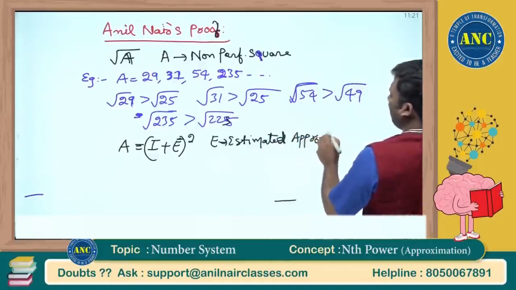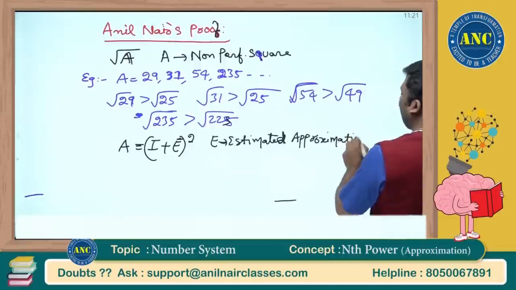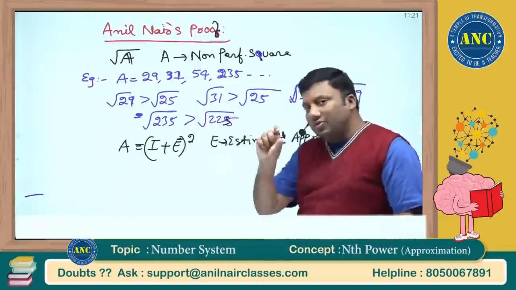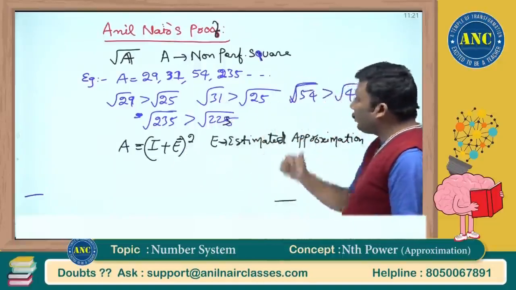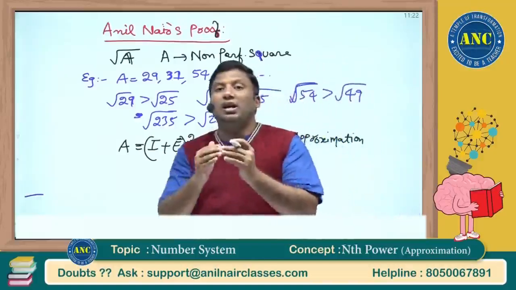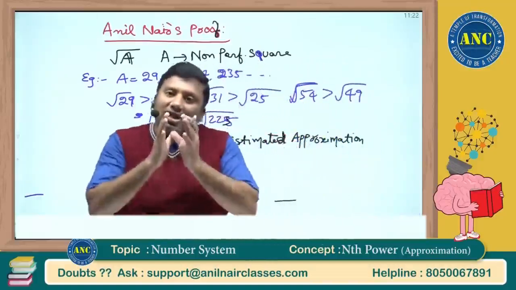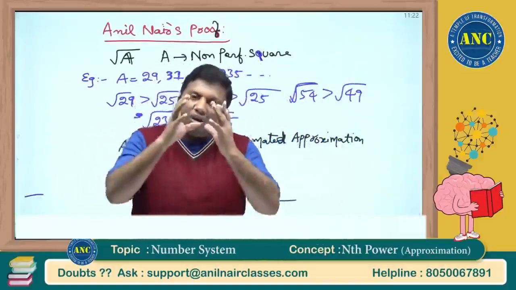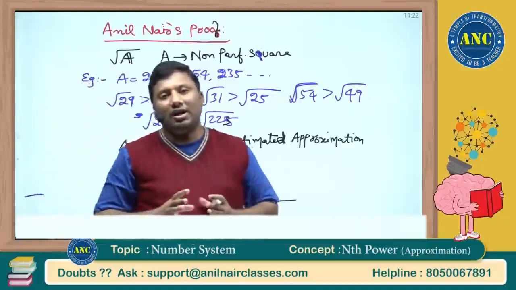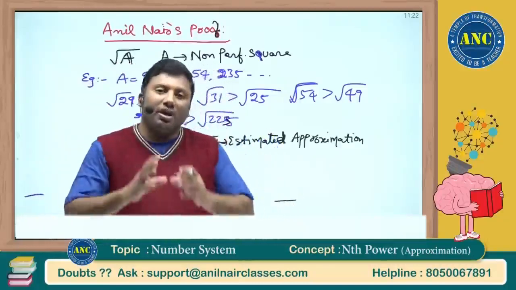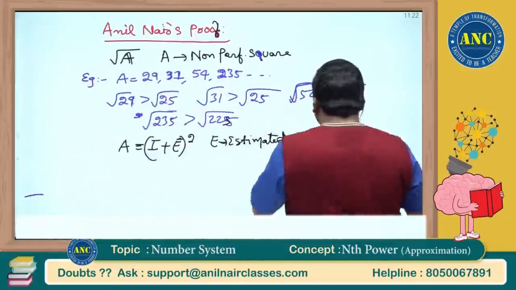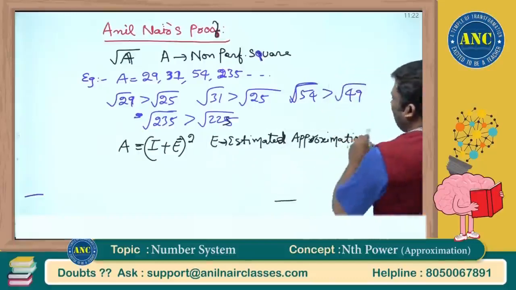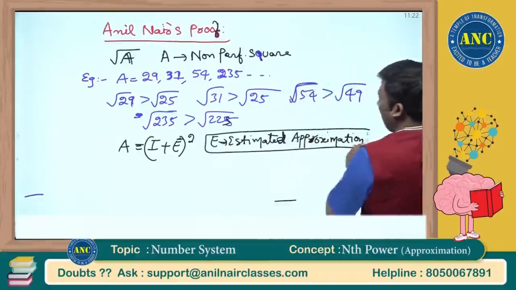Like the previous example, 29 is 25 plus something. That something value we are trying to find out. 31 is 25 plus something. Something value we are finding out. Root 29 is greater than root 25. Answer will be 5 point something. What is that something we are trying to find out? Root of 103 is greater than root 100. The answer is 10 point something. What is that something we are trying to find out? What is E here? E is nothing but an estimated approximation.